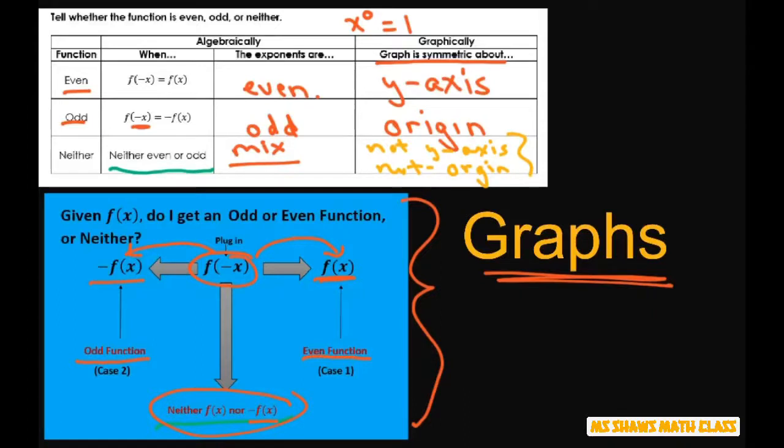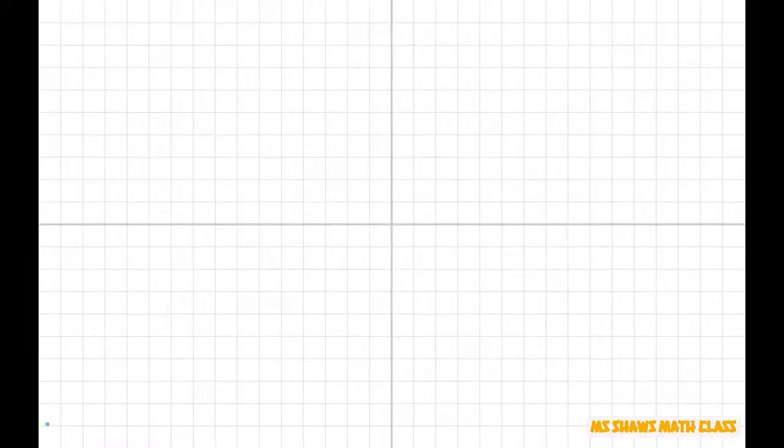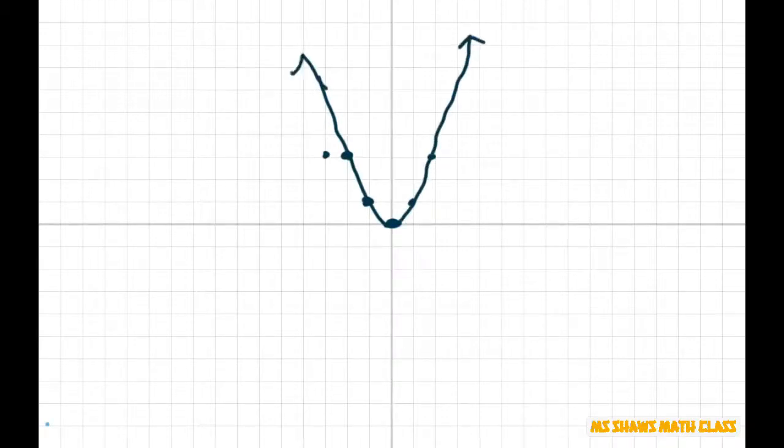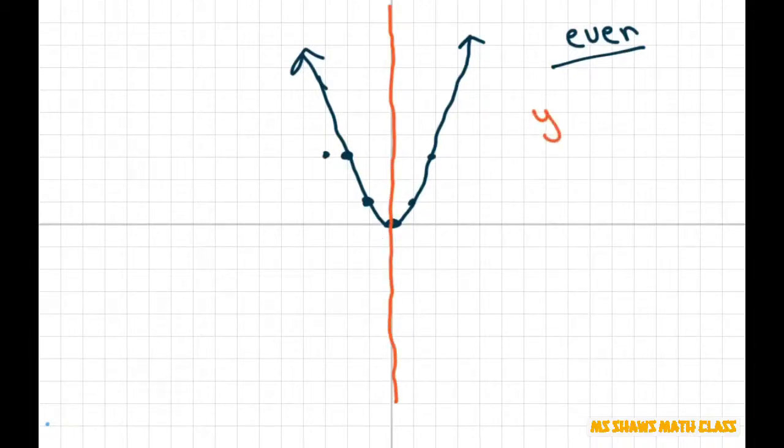Okay, so let's look at some graphs. I'm just going to draw some graphs. I'm going to draw an even function. So this is a quadratic function. 1 goes to 1, symmetric. 2 goes to 4. So basically, something like that. Now, this is called even because it's symmetric about the y-axis. So this would be y equals, well, let's make it f of x, f of x equals x squared.